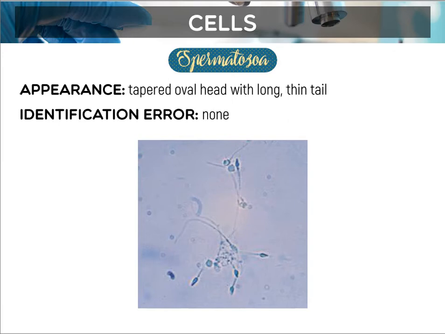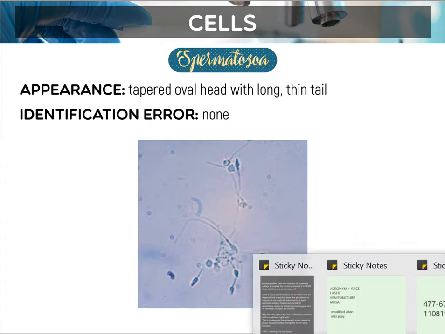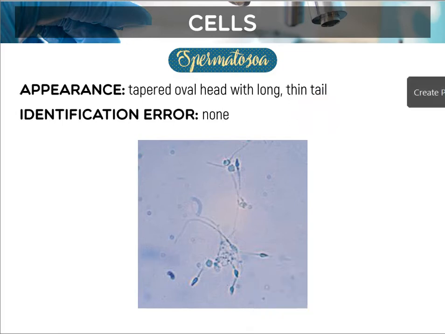Next, we have your spermatozoa. Okay. So, no need to beat around the bush. Its appearance: tapered oval head with long thin tail. Okay? The picture is clear enough, guys. Its identification error: none, because it is very unique. Joke. Okay? When you first see the spermatozoa, boom, sperm.